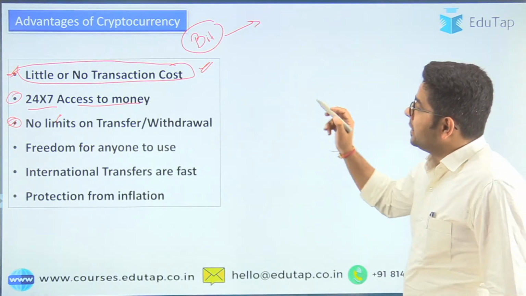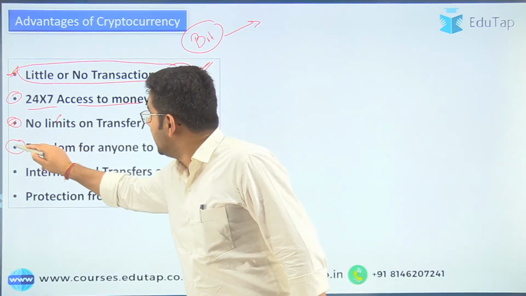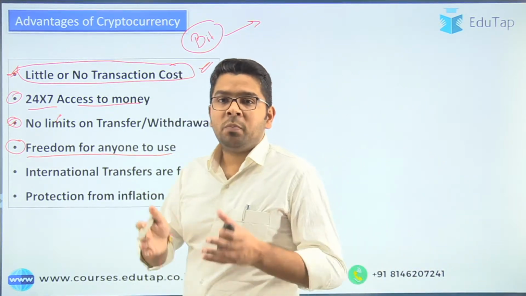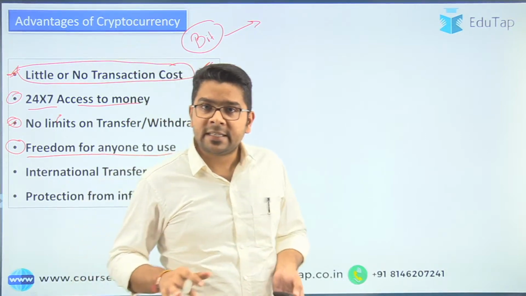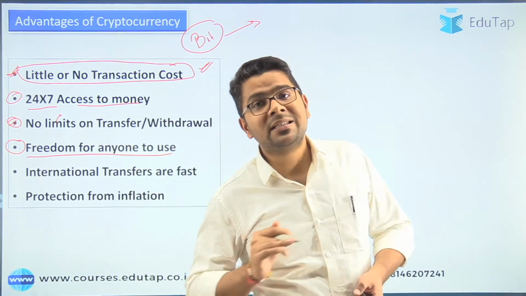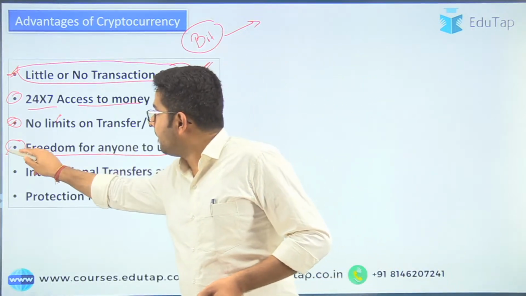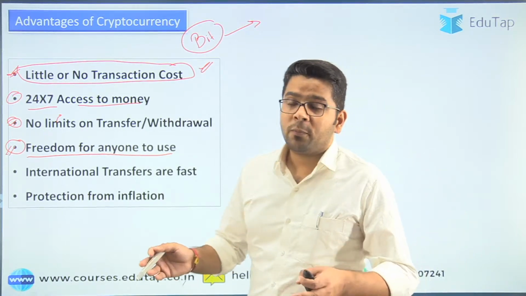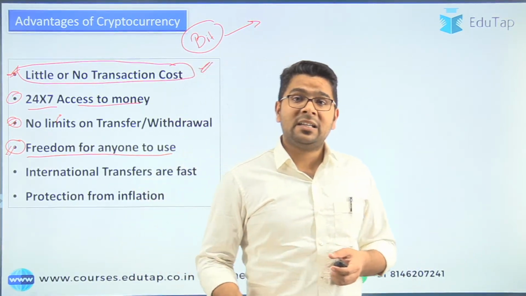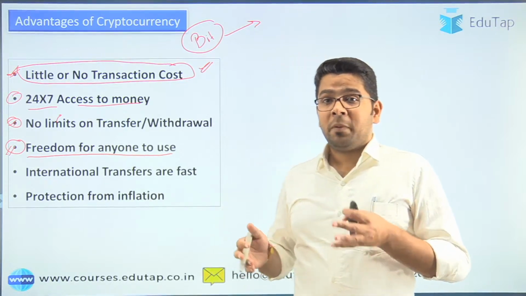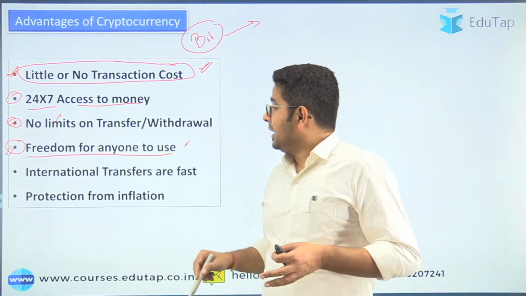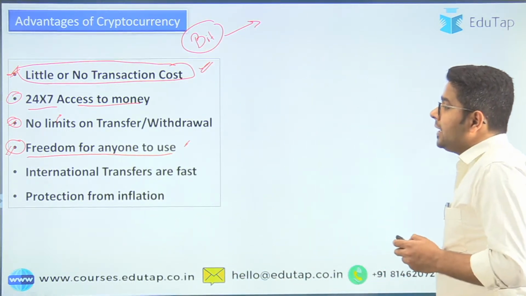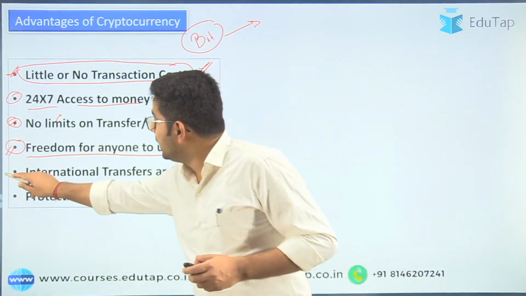Then coming to freedom for anyone to use. Guys, you just need to buy the bitcoins. There is no documentation required. Anyone who can buy bitcoins can use it. In banking, what is happening? You need to provide your KYC, a lot of information is asked, and you need to give your biometrics to open an account. Now in this, you just need to buy the Bitcoin.